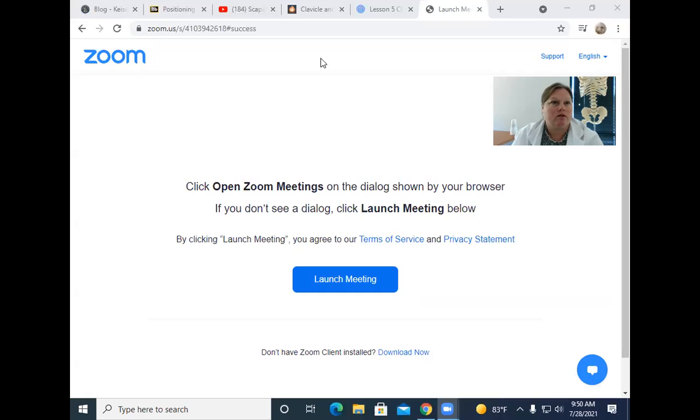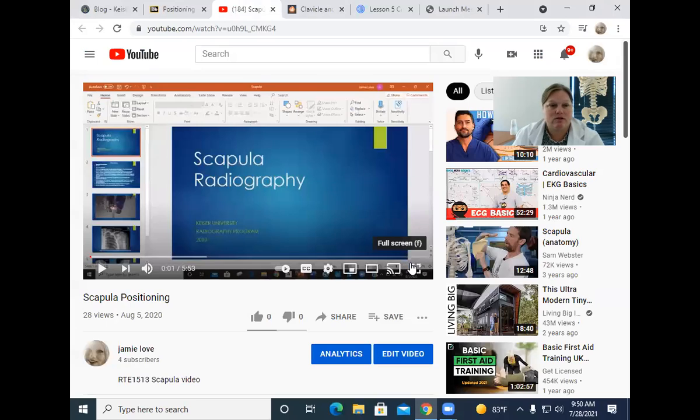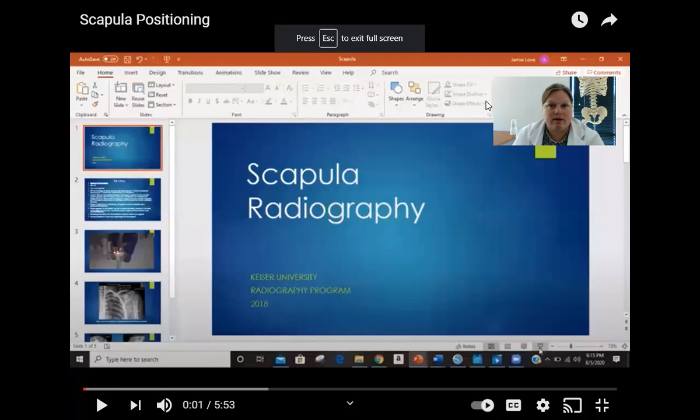Hey there, so I'm going to add this to our clavicle some more for you to have for positioning of the clavicle and the scapula. This is going to be our scapula positioning video. Share screen. Here's our scapula video that we made, so I'll let that play.